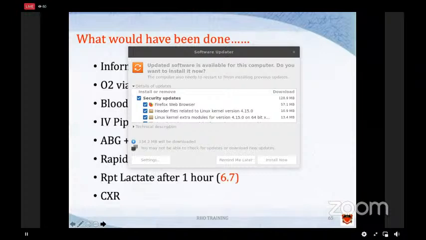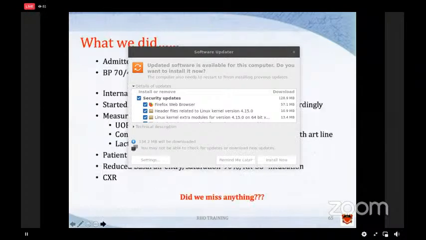Now, since you have diagnosed this patient as critically ill with septic shock, you have quickly informed the ICU team, started oxygen, taken cultures, started empirical antibiotics, and the ABG was done, where the lactate was 8.3. And you have given repeated fluid boluses, over 2 liters over 1 hour, and the repeat lactate is 6.7.